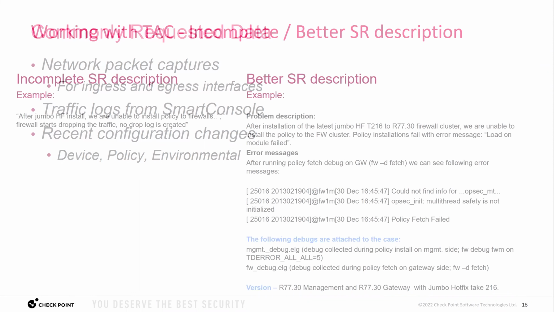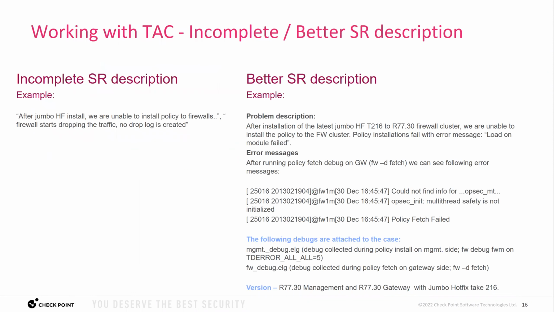Sorry, I know that's a little bit verbose, and it kind of comes into this next slide about SR description. You can see here, the one on the left is a bad example. Install a jumbo, this doesn't happen. Doesn't really help the engineer out too much because that's going to require a lot more questions. But you see on the right, they give a quick breakdown. They even give us some error messages on what they're seeing after this, and even some potential debugs.